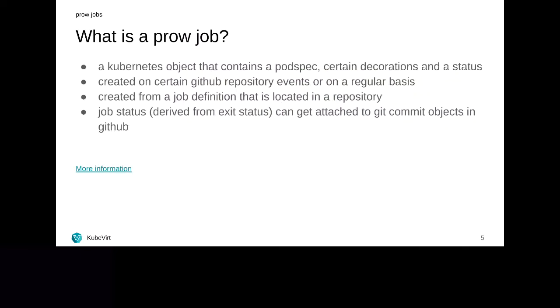So what is a Prow job? A Prow job in general is a Kubernetes object that contains a pod spec, certain decorations, and a status. A Prow job is created either on certain GitHub repository events or on a regular basis. It is created from a job definition that is located in a repository in general and then loaded into the Prow configuration. The job status, derived from the exit status, can then get attached to commit objects in GitHub, which is the basis for merge gating.